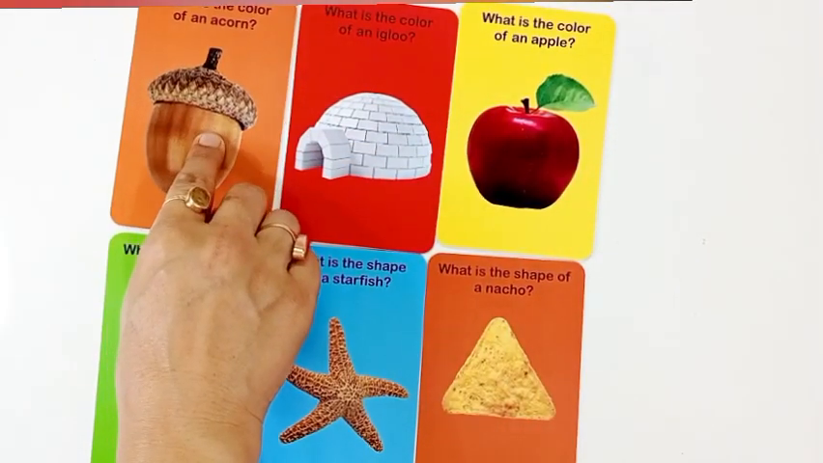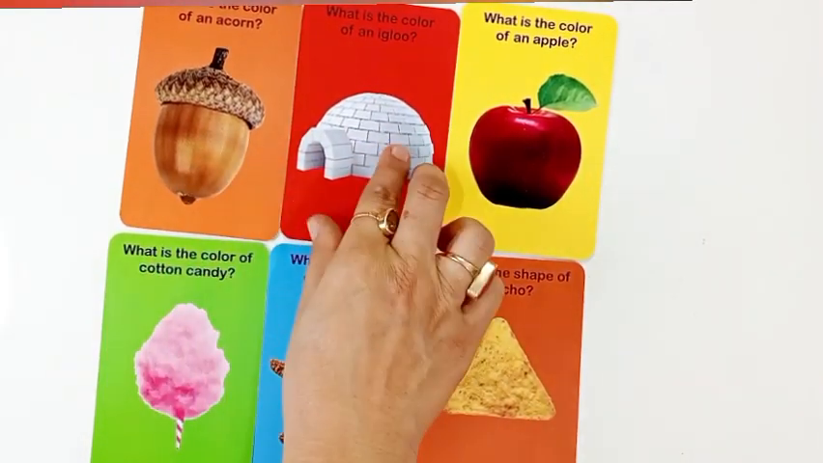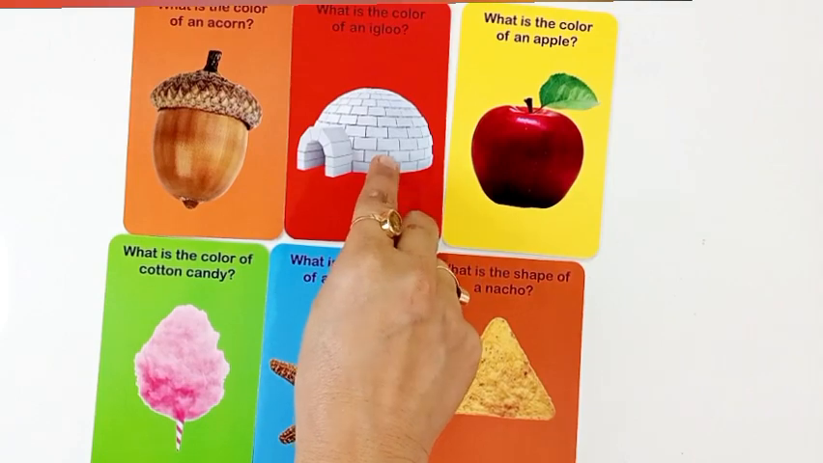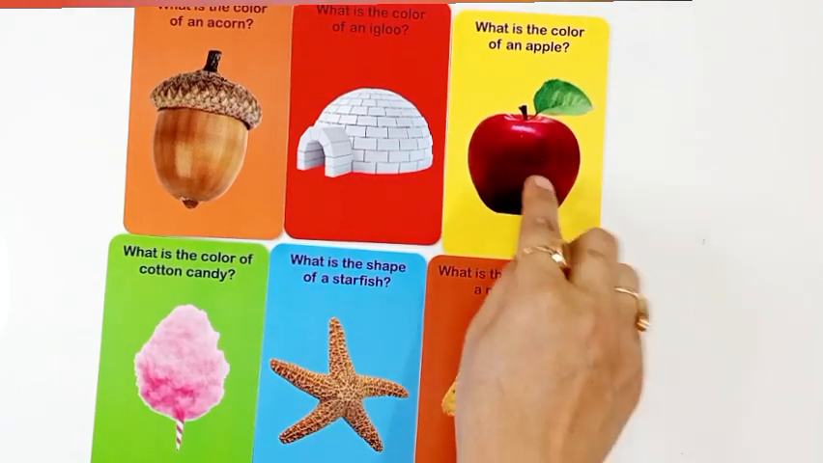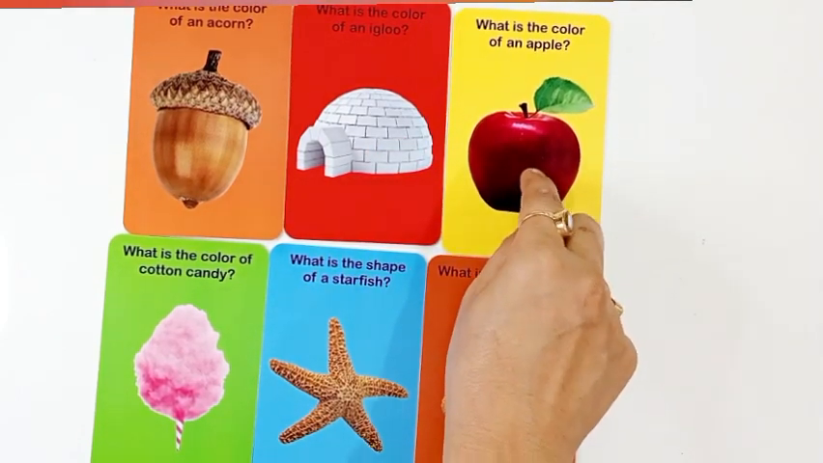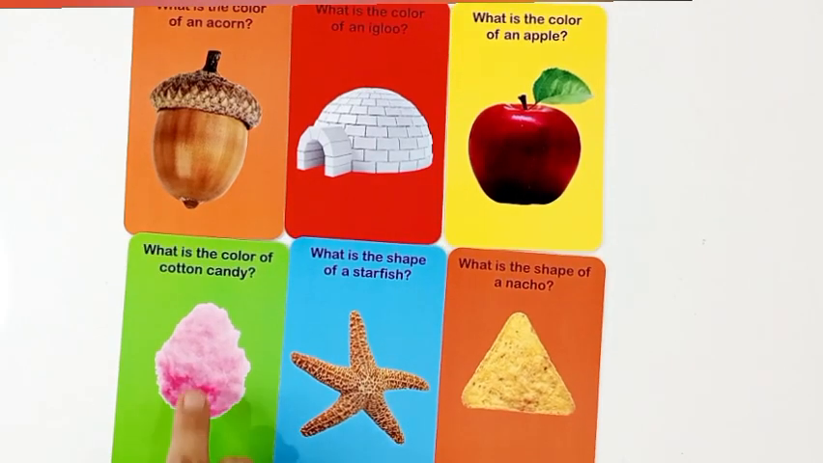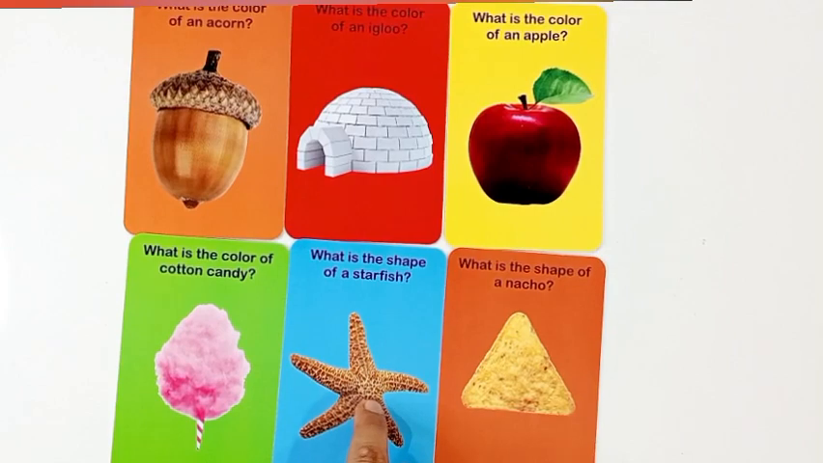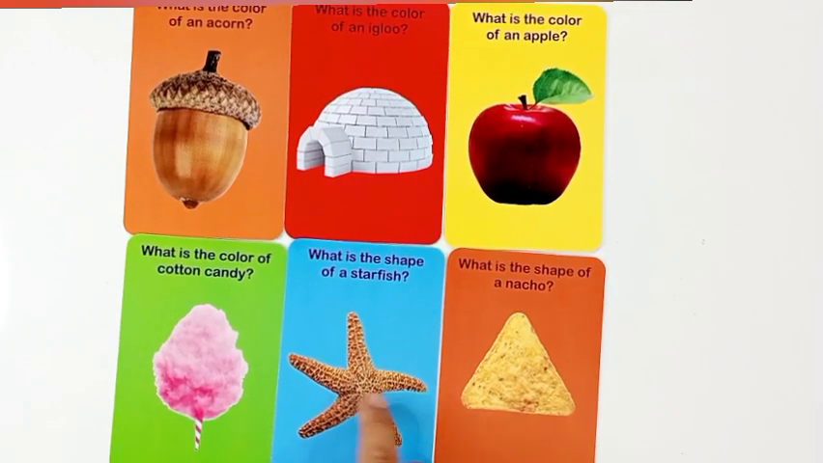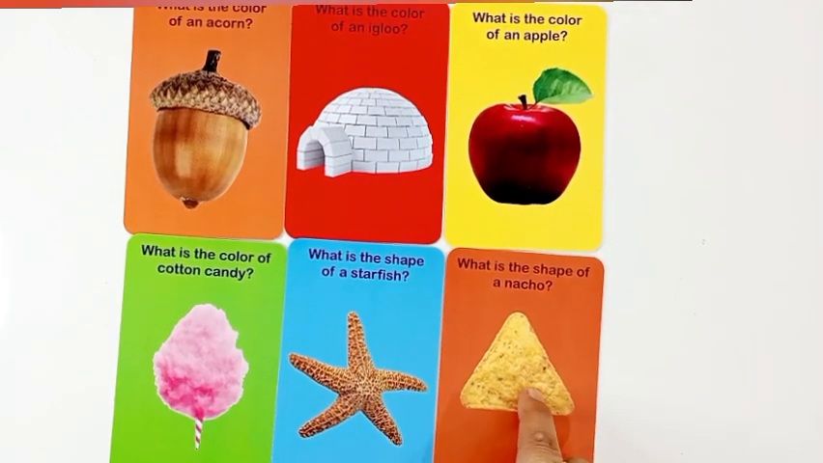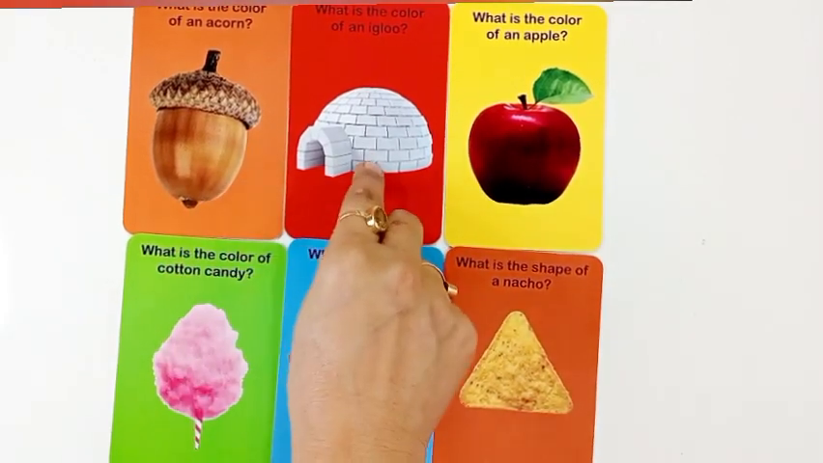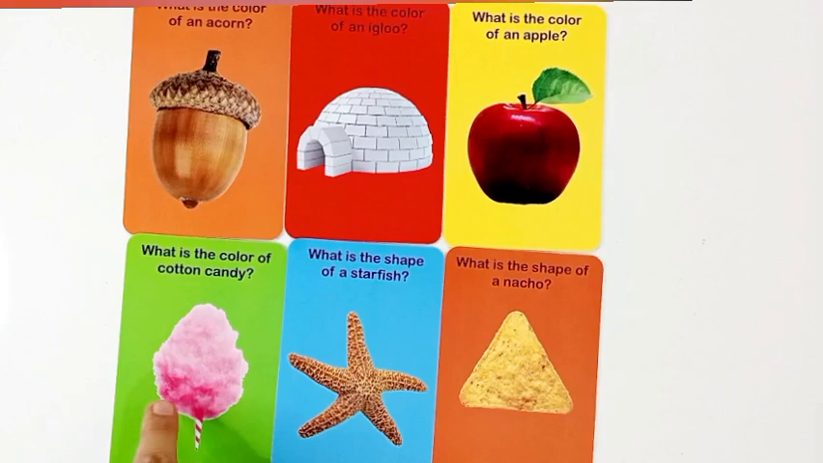What is the color of a corn? This is brown color. What is the color of an igloo? White color. What is the color of an apple? Red color. What is the color of a cotton candy? Is pink color. What is the shape of a starfish? Is star shape. What is the shape of a nacho? Is triangle shape. So brown color, white color, red color, pink color, star shape, triangle shape.